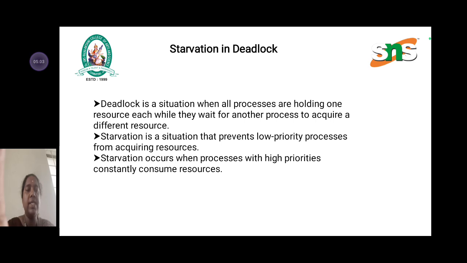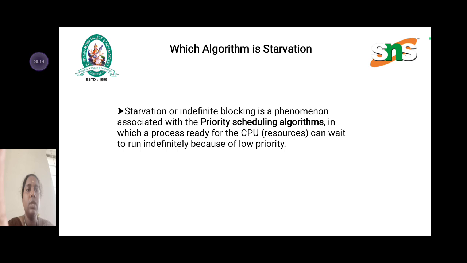Starvation deadlock is a situation when all processes are holding one resource each while they wait for another process to acquire different resources. The algorithm for handling starvation is the priority scheduling algorithm.